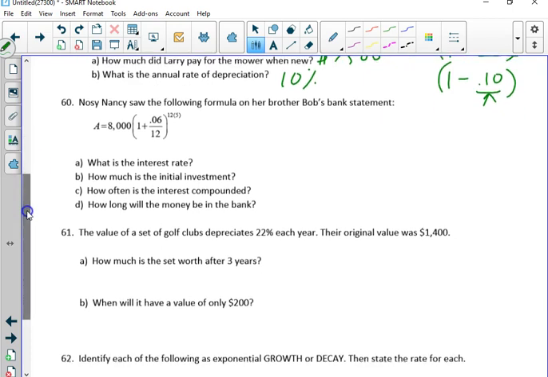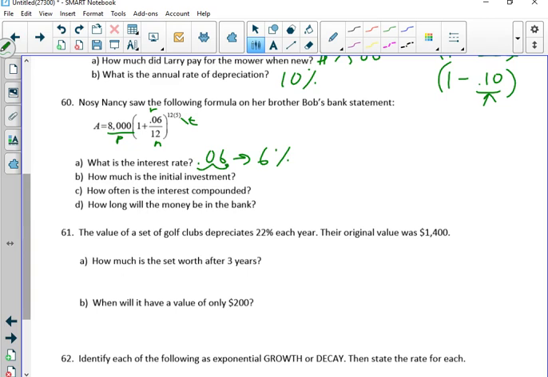Alright, number 60. Again, here's my principal. Here's my rate. Here's my times it was compounded, which means monthly. And here's my time, years. So what's the interest rate? 0.06 as a rate, 6%. To the right, to the right.